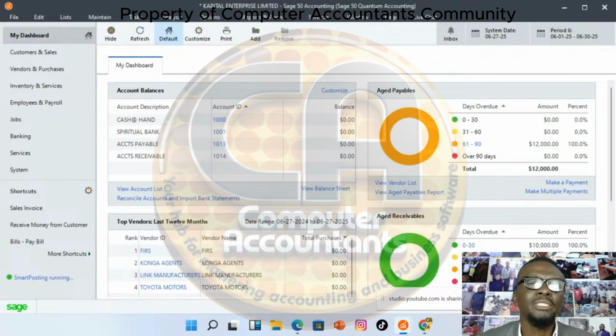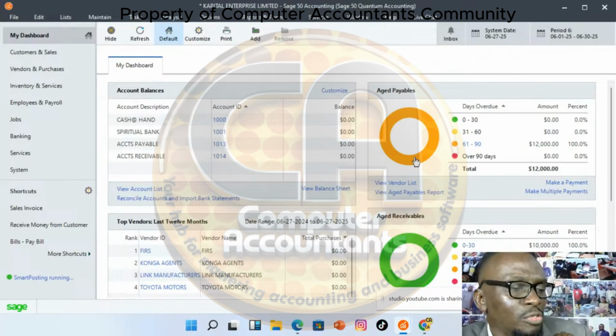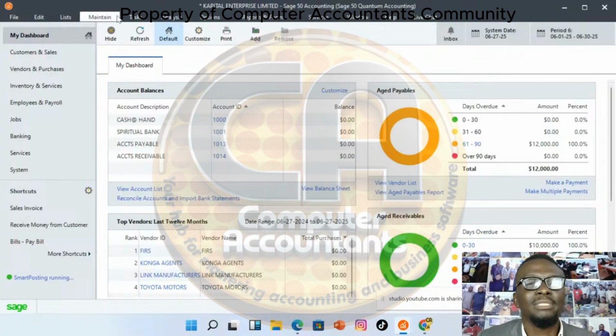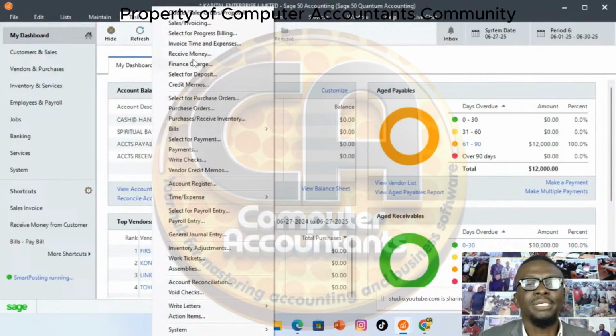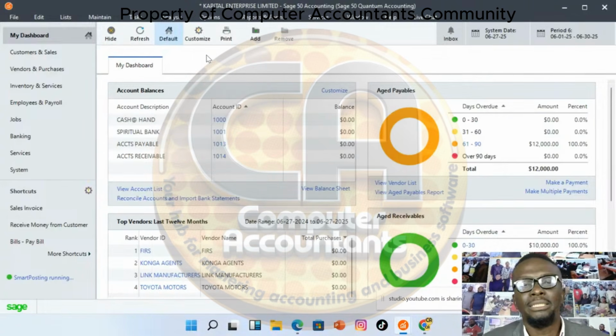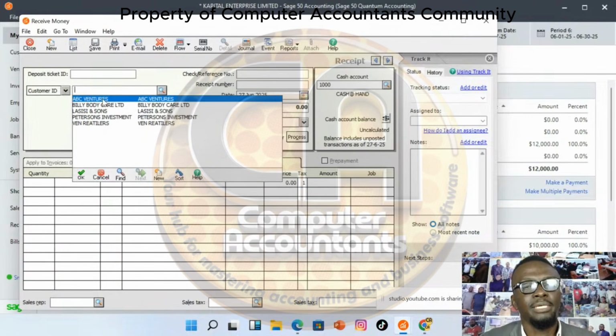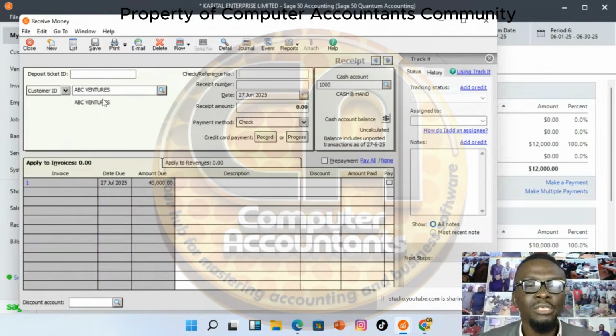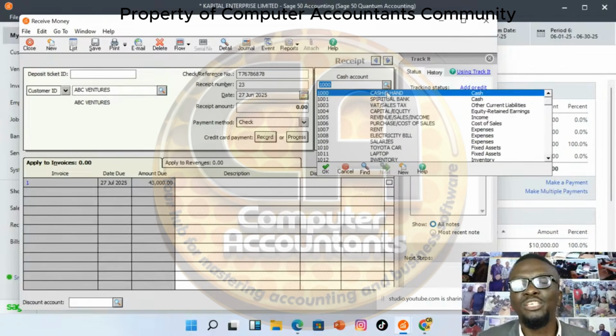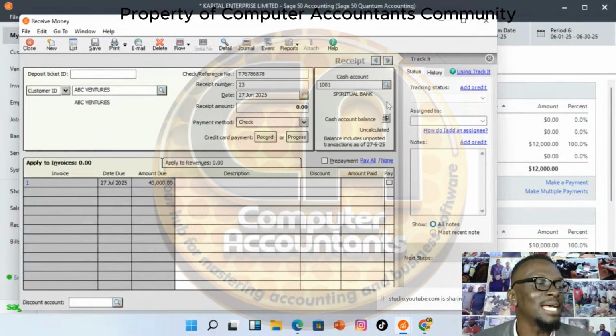Okay. So ABC Ventures paid by check 27,000. So go back to tax, then go to receive money. Call up ABC Ventures. And the question said he paid by check, so the check number, possibly the receipt number that was given to him from the office. Then the money is going to the bank because it has to do with check. Then don't forget your narration.